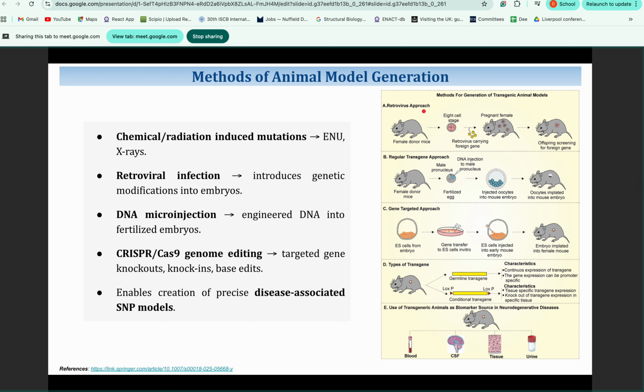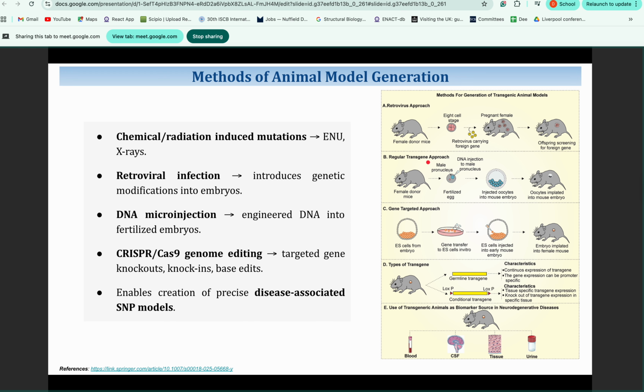So this one is retrovirus approach. So retrovirus means we are using the RNA viruses. So this is a female donor mice from where you have obtained the 8-cell stage embryo. Now you are using the retrovirus which are carrying the foreign gene and you are inserting all of this into the pregnant female. Now the offsprings will be screened for the foreign gene. So the offsprings in this pregnant female, they will be having this foreign gene, so we can study the effect of this foreign gene.